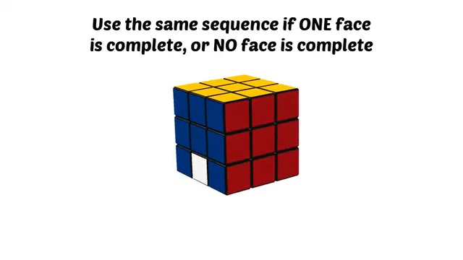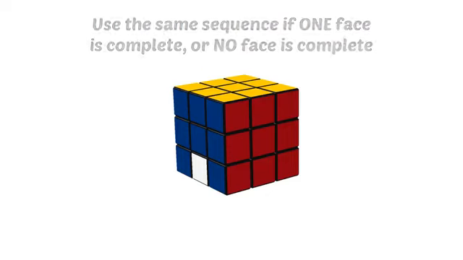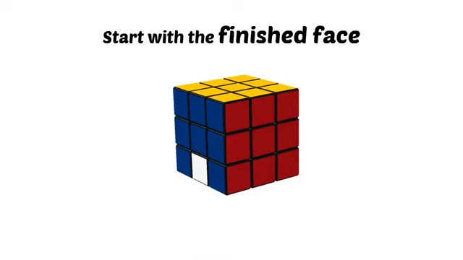Algorithm is just a word we use to describe a set of sequence. So if you're not comfortable with the word algorithm, we can just say sequence. So if you end up with one face complete like the red one, or no face complete, you will use the same sequence. The only difference is that if you end up with a complete face like the red one, you're going to start with this face. If you end up with no face complete, you can start with any one, doesn't matter. In this case, we're going to start with the red face.